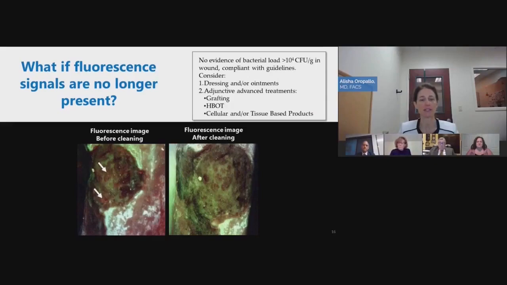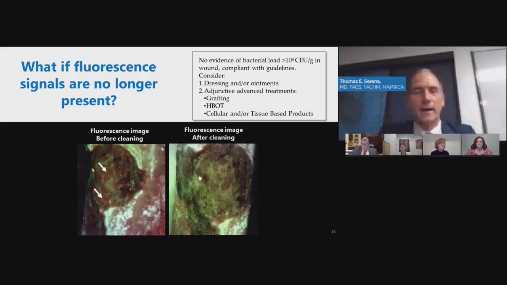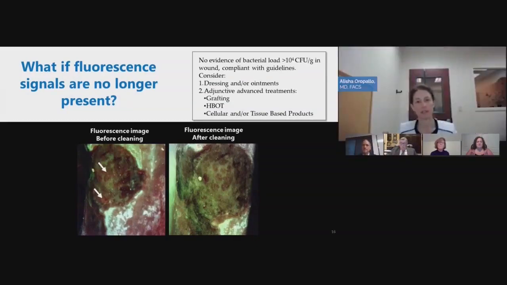And you can see on the left-hand side the fluorescent image before cleaning, and then after the cleaning. It's very important for me to determine that we don't have a signal when we apply a cellular tissue-based product. So the absence of red fluorescence enhances my confidence that a cellular tissue-based product is ready to be placed. Now, do you think this is going to change the outcomes with these advanced therapies? Definitely. Not only just advanced therapies, but the way we manage and treat patients.